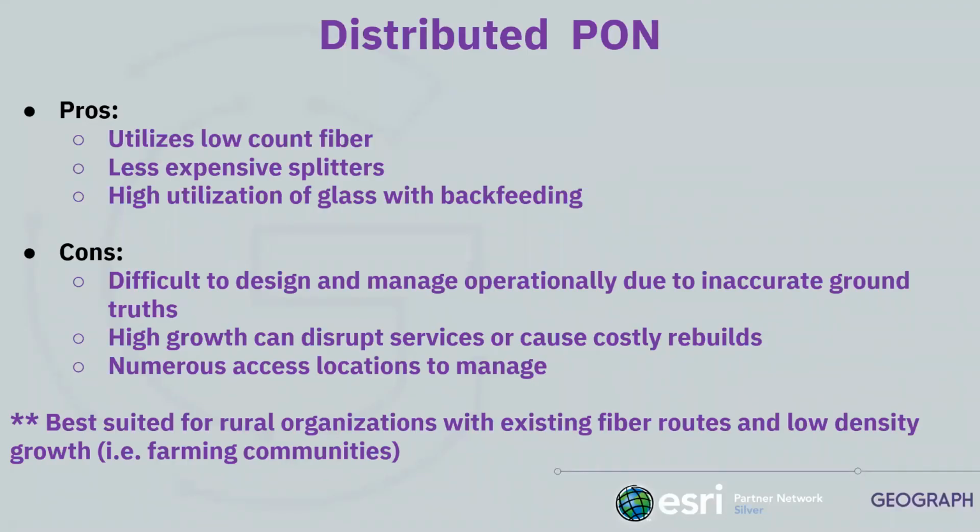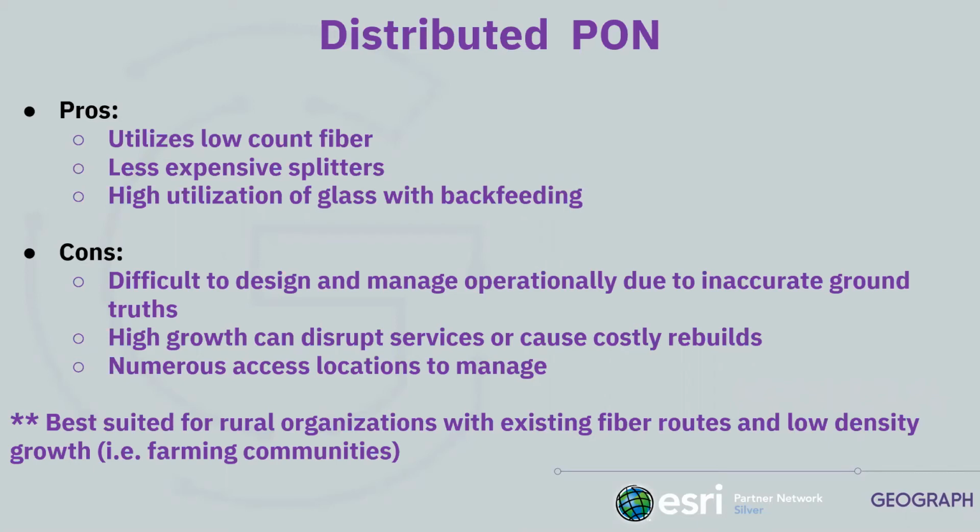Next, let's look at distributed PON, or distributed passive optical network. So pros, this can utilize low count fiber because you're multiplying these splitters throughout your network. You don't have to have large count fibers coming from a centralized location or from a central office directly. You can use low count fibers throughout your network to connect a large number of subscribers. If you're using the smaller splitters, the 1x4s and the 1x8s, these are typically less expensive than the 1x32s, so you can save some money on your equipment there.